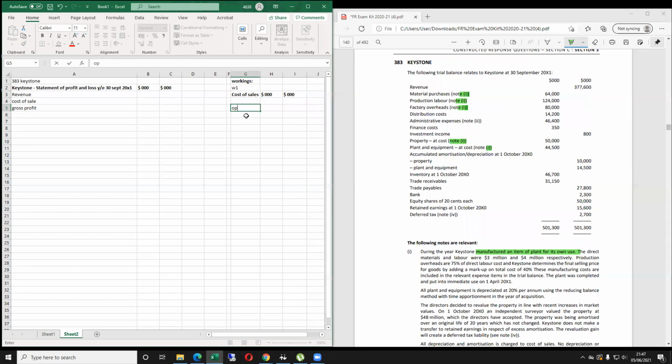How will we make it? Cost of sales: opening inventory first. Let me write opening inventory plus all the purchases, yes, you can say purchases. Then minus, which one? Closing inventory, right? Now we will add all these one by one.